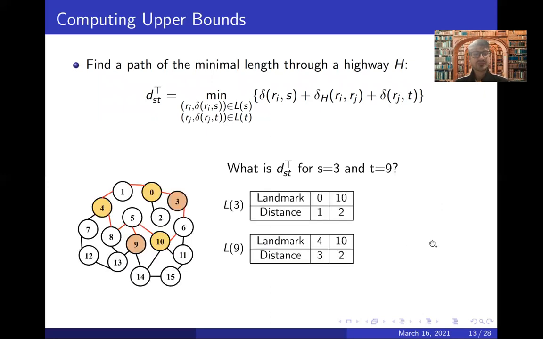For example, in this graph, if we want to compute the upper bound between 3 and 9, we use the label of vertex 3 and the label of vertex 9 and consider all the possible shortest paths through the highway and take the minimum path.